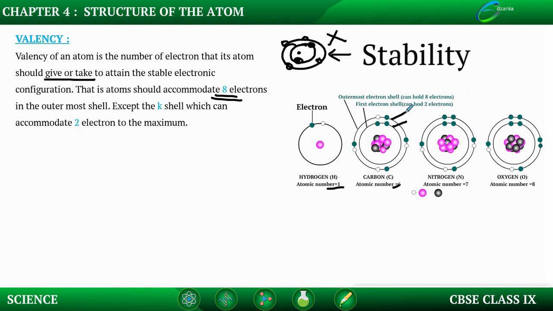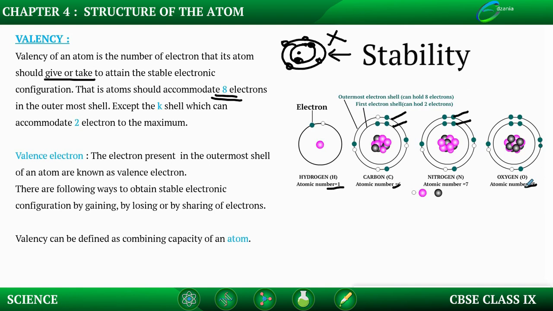In case of nitrogen, it has 2 electrons in its K shell and 5 electrons in its L shell. It is not stable, and again, in order to attain stability, it will have to give, take or share electrons. And the same case with oxygen, it has 8 electrons. Now what is a valence electron? The electrons present in the outermost shell of an atom are known as the valence electrons. So all the electrons that are present in the outermost shell are called the valence electrons.